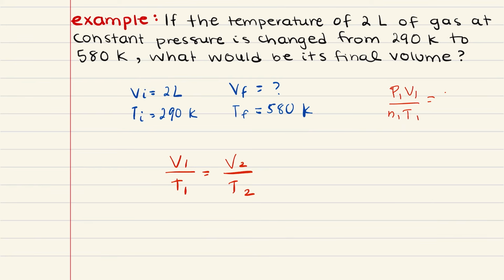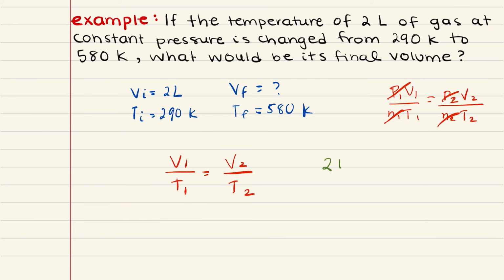Here in this scenario, we know that pressure isn't changing because we're not told that it changes. So P1 is equal to P2, and those cancel out. We're also not told any information about number of moles changing, which means N1 equals N2, and we can go ahead and eliminate that. And what we're left with is Charles' law. So now we can go ahead and plug in what we know.